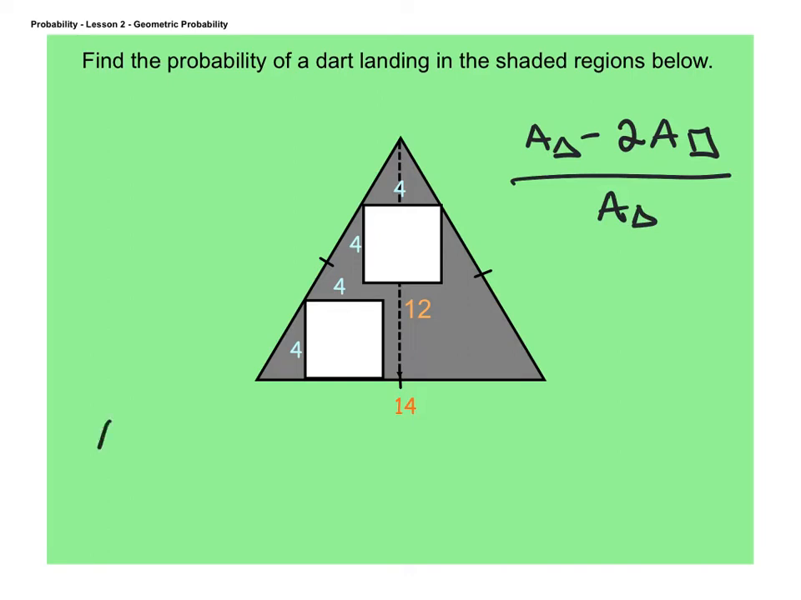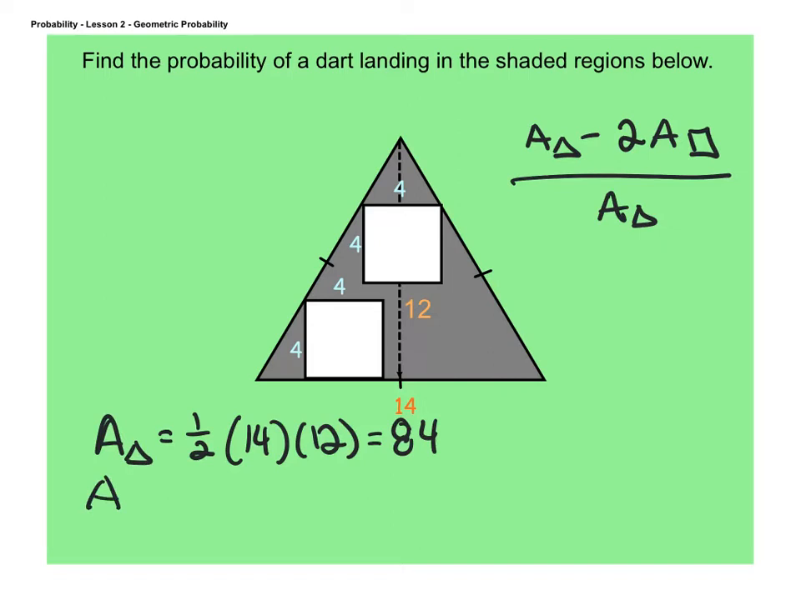So let's find our parts. Area of the triangle is half the base, which is 14, and the height, which is 12, which would be 84, I believe. My cats are going nuts. Okay, area of the square is 4 by 4, which is 16.